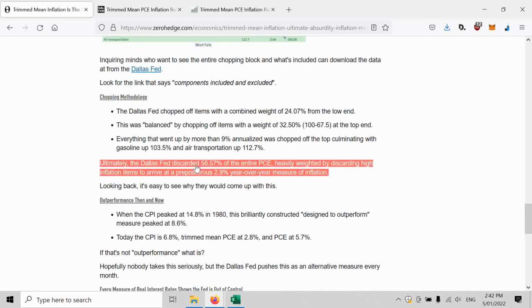So ultimately, the Dallas Fed discarded 56.57% of the entire PCE, heavily weighted by discarding high inflation items, to arrive at a preposterous 2.8% year over year measure of inflation. 100%. And that's the bottom line. So they are discarding high inflation, heavily weighted items, and that's why they are coming up with such a low number. So they are basically manipulating the data to sell the narrative.